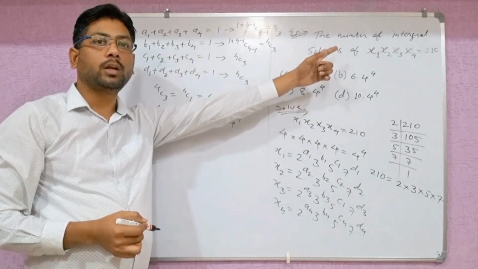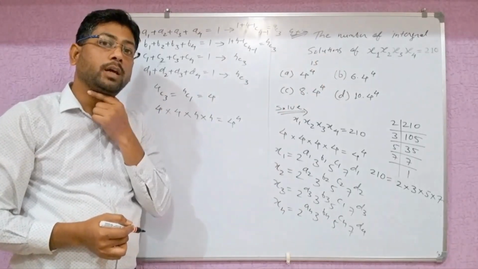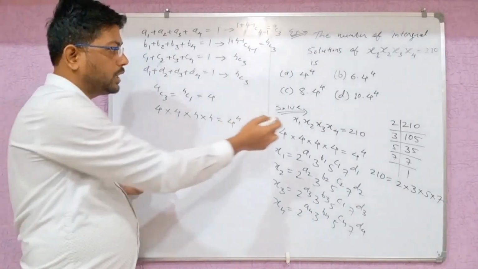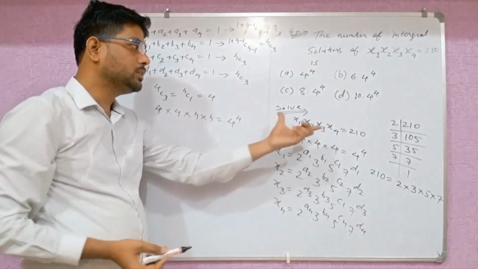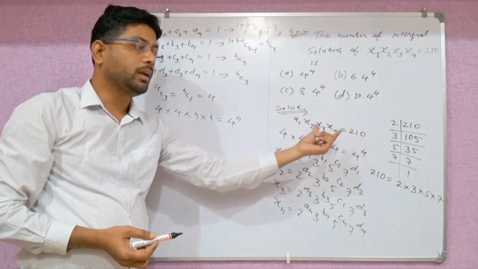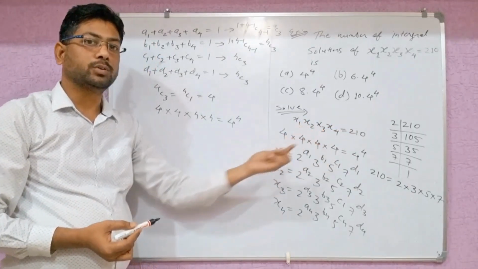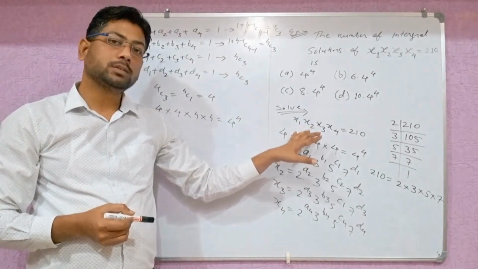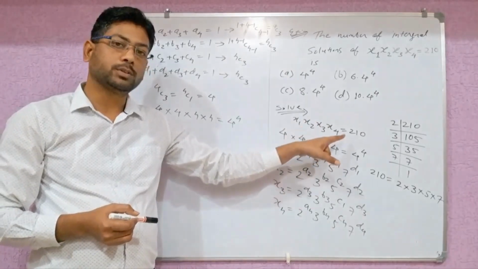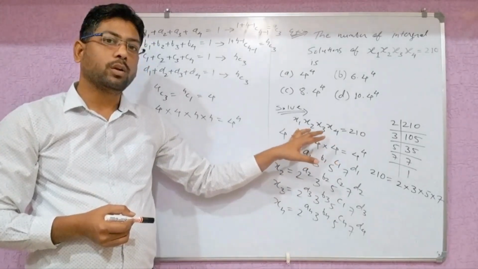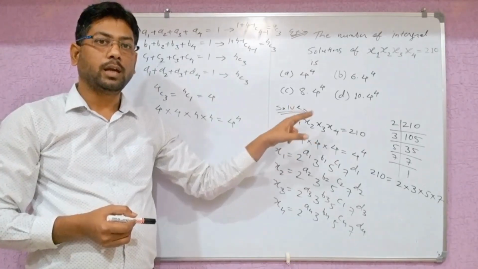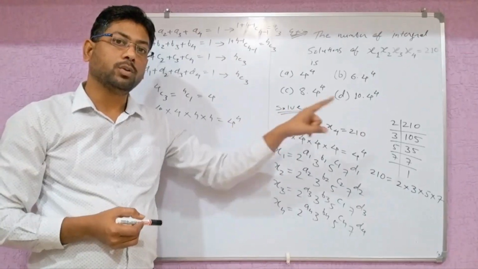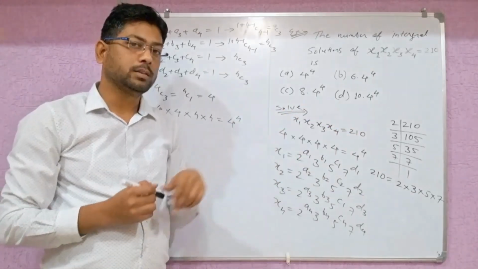But we have to find the total integral solutions, so we have to consider negative solutions also. These are positive. Now x1 into x2 into x3 into x4 can be 210, and for some values of that, they can be negative also. Here we are multiplying 4 numbers. Either all 4 numbers are negative, then also we'll get a positive number, or out of these 4, 2 numbers are negative, in that case also we'll get positive, or all 4 numbers are positive only, then also we'll get a positive number.